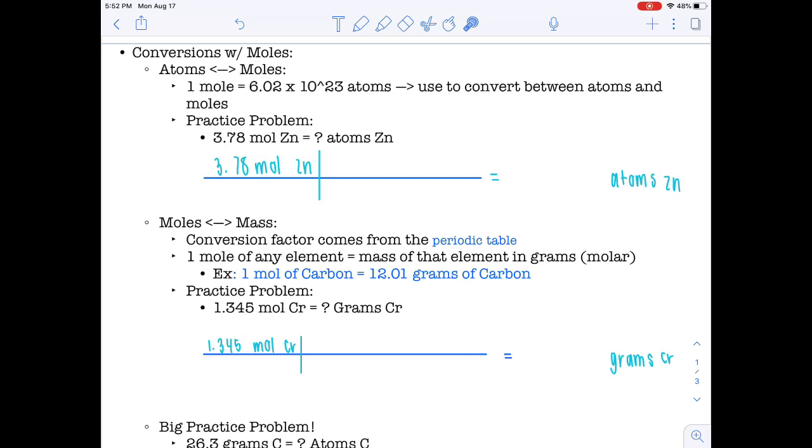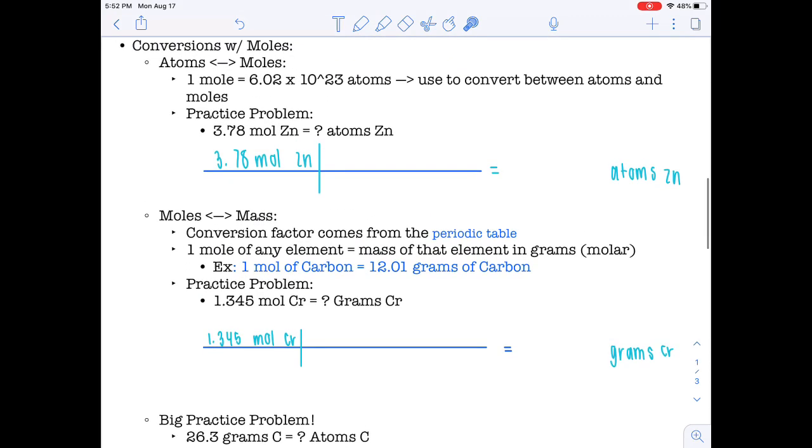But if not, if you can't find a periodic table, no worries, because I'll be giving you the conversion factors here. However, it might be good to find it just so you can practice looking at the periodic table and solving these problems yourself.